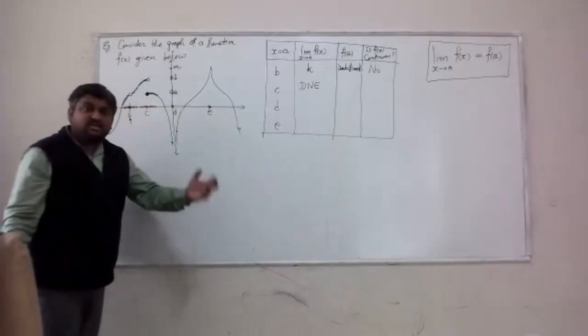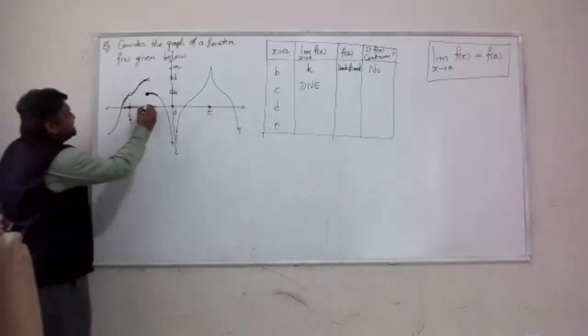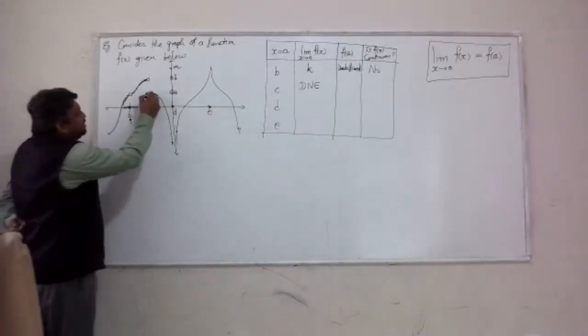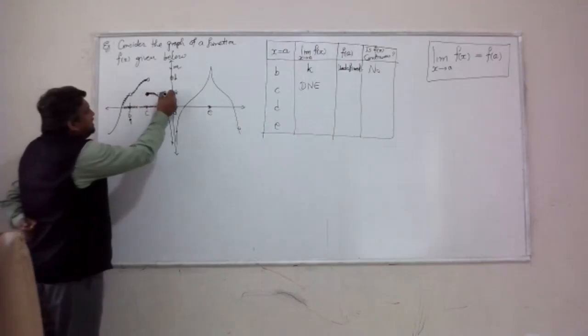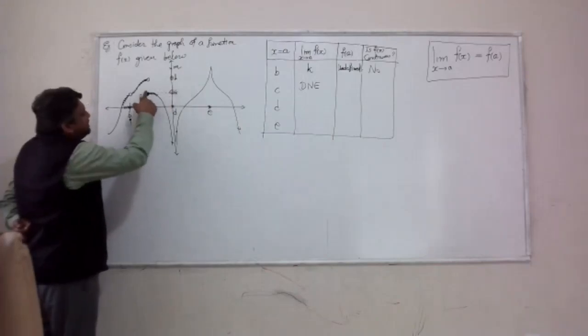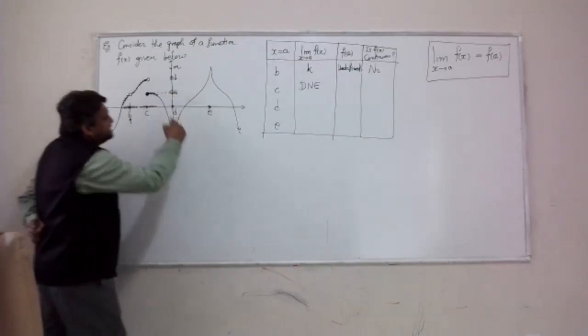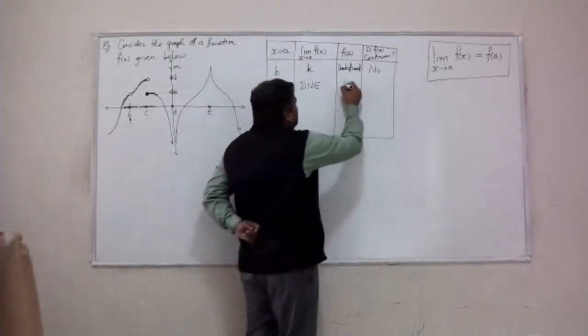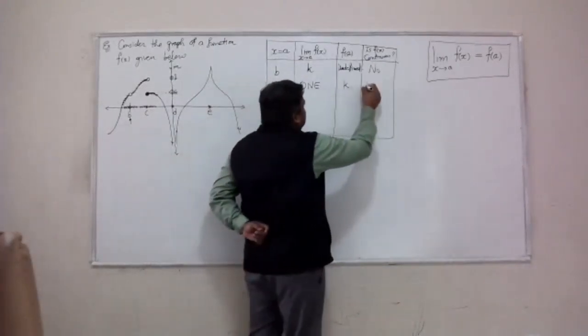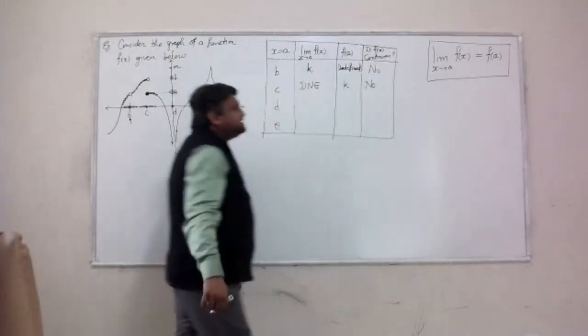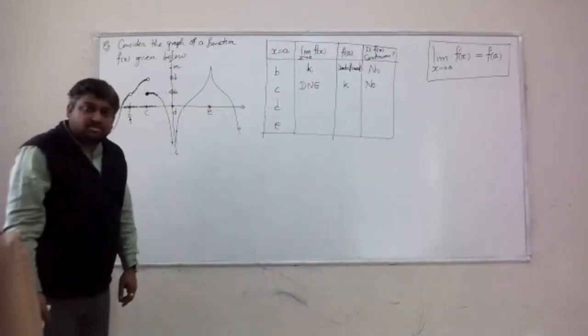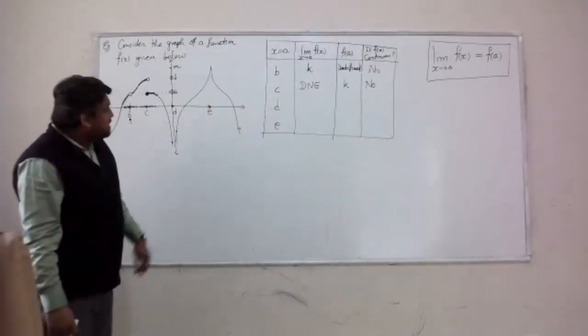All right. What's the exact value of the function at C? Well, at C, looks like that solid dot represents the exact value of the function at C, and that is K. Since they don't match, function is not continuous. All right, graph is not connected.